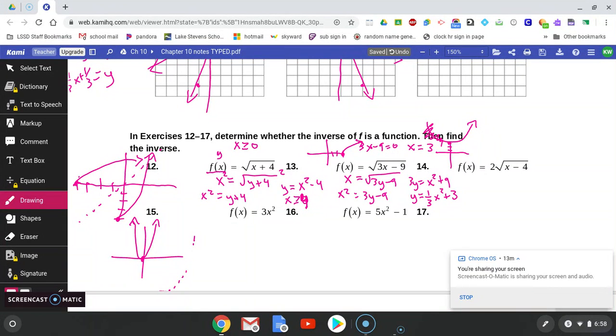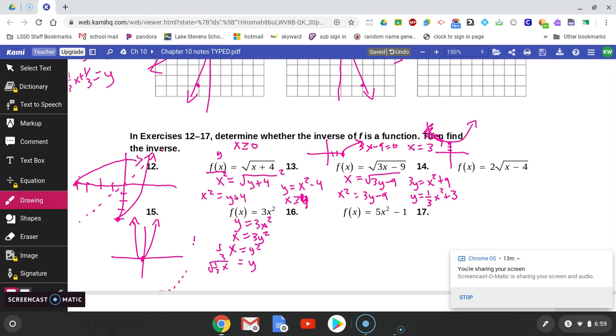But let's take a look at when we actually find the inverse. So I replace f of x with y, then I switch my x and my y, and then I'm going to divide by 3. So I have 1/3 x is equal to y squared, and when I take the square root of both sides, I get the square root of 1/3 x.